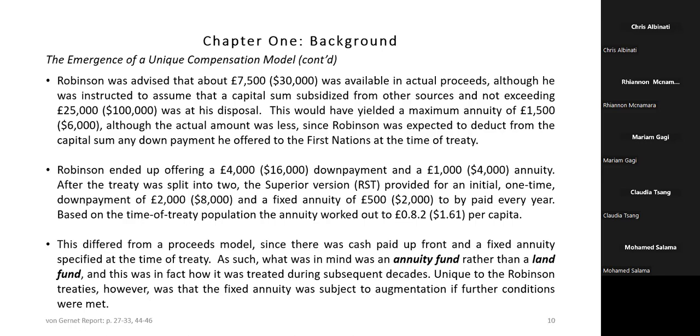In terms of the RST, Robinson ended up offering 4,000 pounds as a down payment and then 1,000 pounds in annuity. And then when this was split into two, the Superior version provided for 2,000 pounds and a fixed annuity of 500 pounds to be paid every year. And if you do the math on that for Lake Superior, that works out to about $1.61 per capita. So it's nowhere near the $10. It's not even close, right?